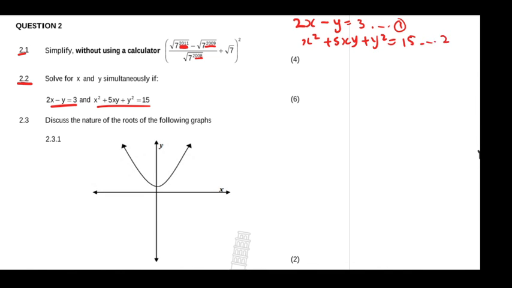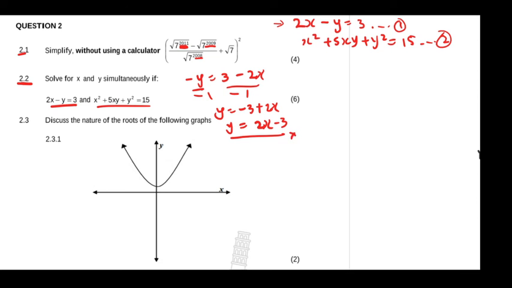I'm going to make it equation 2. And then equation 3, I'm going to form it using equation 1 because it looks simpler. So I'm going to transpose the 2x, so I'm going to remain minus y is equals to 3 minus 2x, and then divide by minus 1 all sides. So I have y is equals to minus 3 plus 2x. So I'm just going to write y is equals to 2x minus 3, same thing.